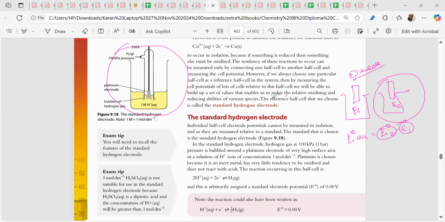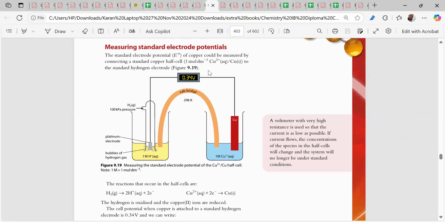So again, I'm saying, if you want to find out the electrode potential of the individual half cells, we have to use the help of the standard hydrogen electrode, right? The standard hydrogen electrode will have an arbitrary electrode potential of 0. Now, when we take the standard hydrogen electrode, right? We are taking the standard hydrogen electrode.